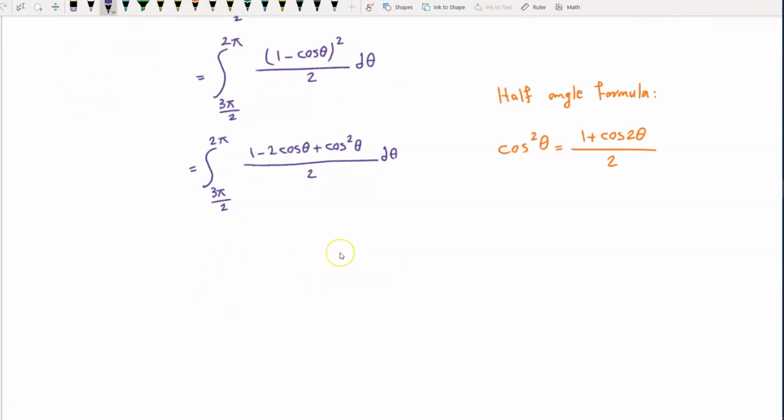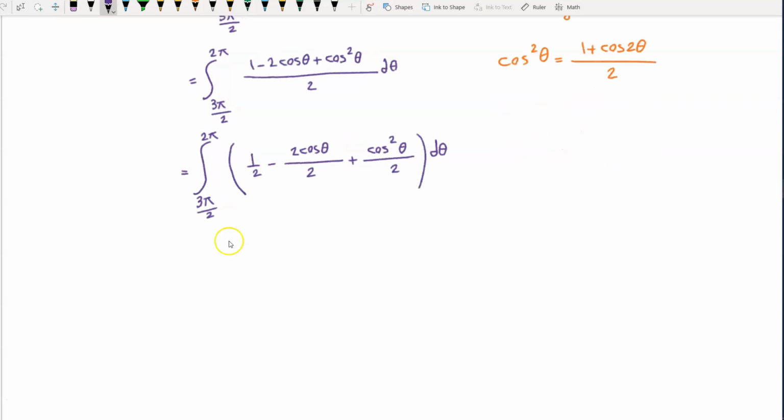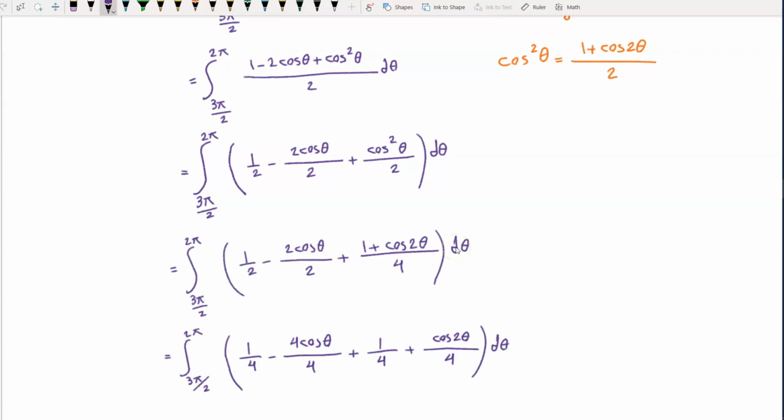Now integrate by using the half angle formula, cosine squared theta is equal to 1 plus cosine 2 theta divided by 2, and factoring out a constant. Then integrate. So this is equal to integral 3 pi over 2 to 2 pi of 1 over 2 minus 2 cosine theta over 2 plus cosine squared theta divided by 2 d theta. Now here I used the half angle formula, cosine squared equal to 1 plus cosine 2 theta over 2, instead of what we have on this part, and then divided by 2, so the denominator here we have 4.